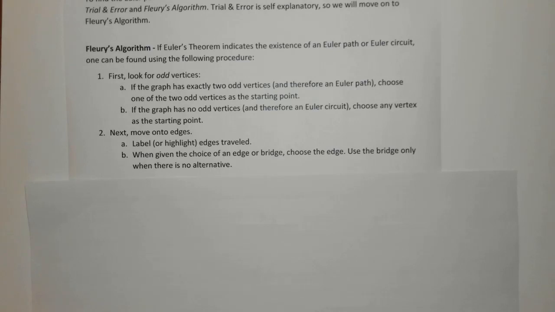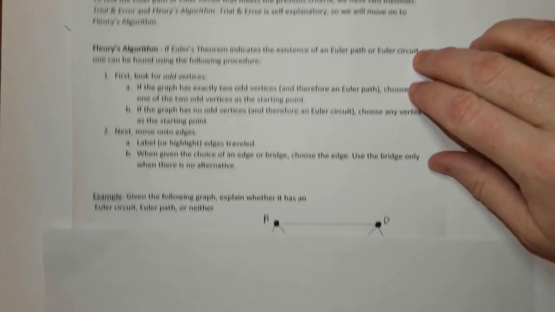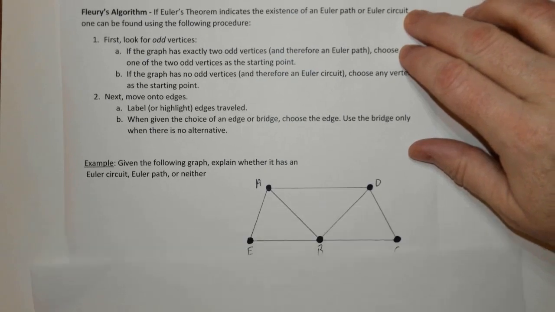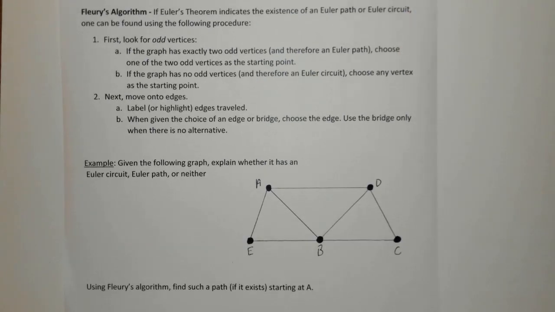Next, you're going to move on to the edges. As you do this, you're going to highlight or label the edges traveled. I will often use a highlighter in practice. When you have the choice of an edge or a bridge, you always use the edge. You're only going to use the bridge when you have no alternative. Basically, once you cross that bridge, you can't go back. So it's almost like a last opportunity.